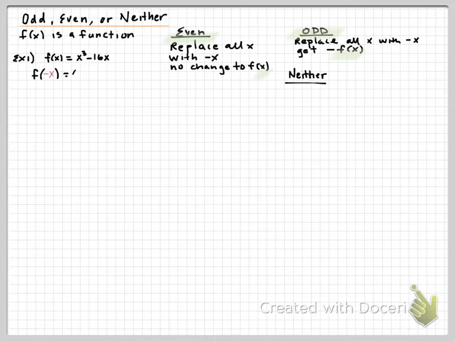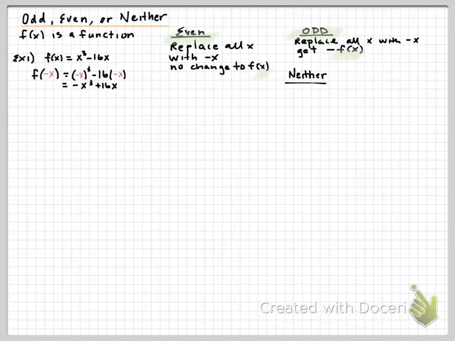So the first thing I'm going to do is look at this function and put a negative x everywhere that I saw the original x, and now I'm about to simplify it. And notice I use the parentheses. I am very careful to use the parentheses when I substitute, but negative x in the quantity to the third power ends up to be negative x cubed. And then the negative 16 times the negative x, that's going to end up to be a positive 16x.